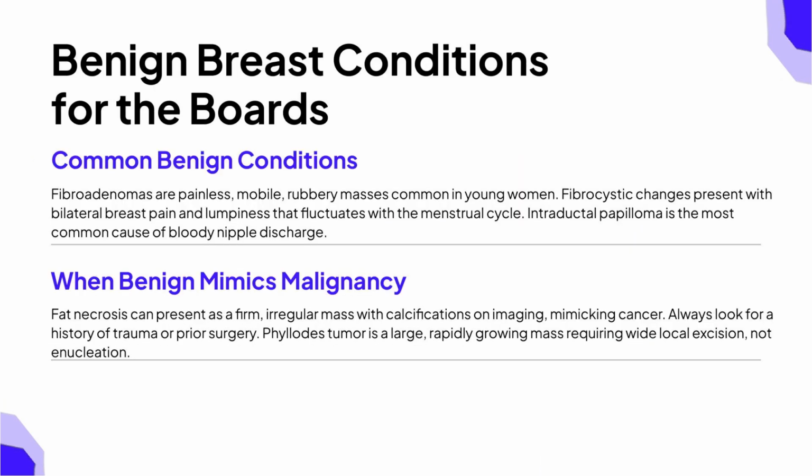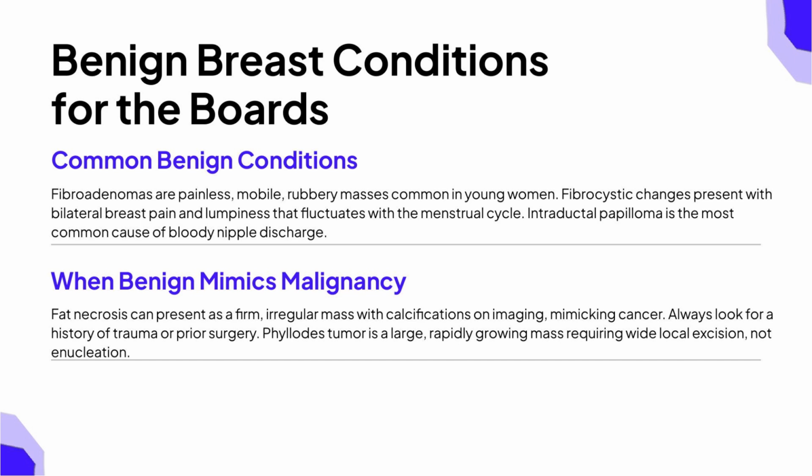Let us talk about benign breast conditions for the boards. Fibroadenomas are painless, mobile, rubbery masses most common in young women. Fibrocystic changes present with bilateral breast pain and lumpiness that fluctuates with the menstrual cycle. Intraductal papilloma is the most common cause of bloody nipple discharge in a premenopausal woman. The boards love that fact.